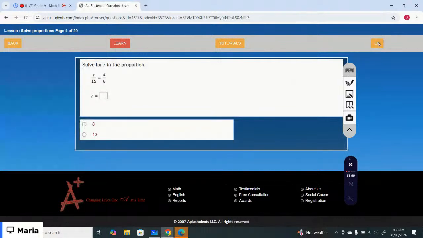Solve for R in the proportion. Which is the correct option? The correct option is 10. Option number 2 is the correct option, right?